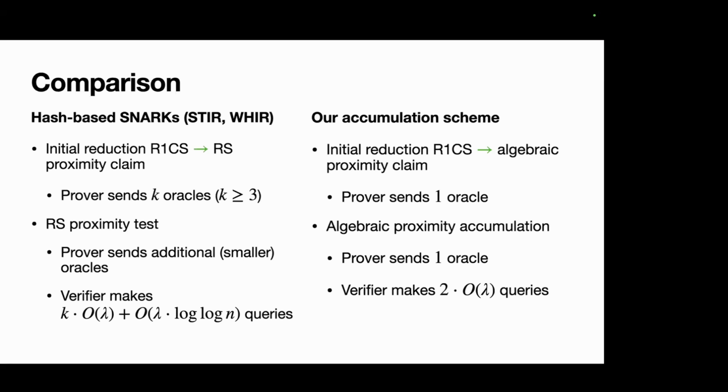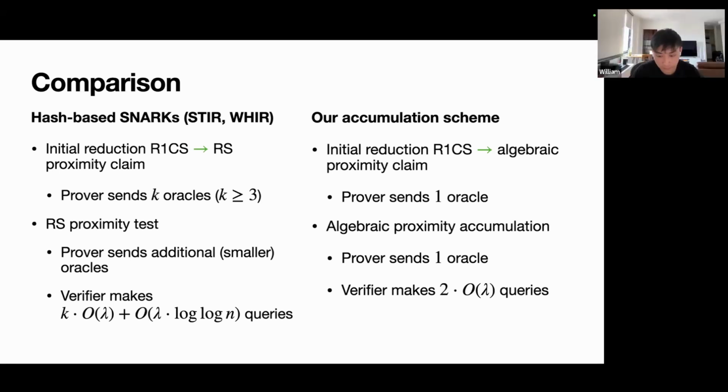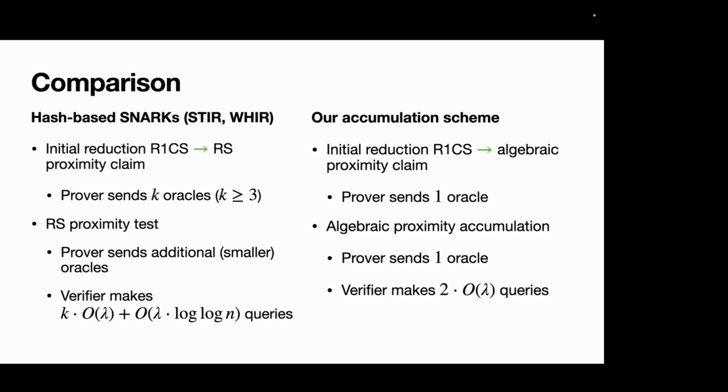Okay. So I have one more question, sorry. Sure. Yeah, it seems that there is also an intermediate solution you mentioned initially, right? Initially you do a reduction from R1CS to an RS proximity claim, and then you use your ARC folding scheme or reduction of knowledge to do the rest instead of using STIR or WHIR. So how about that one? What's the performance comparison for that kind of solution?